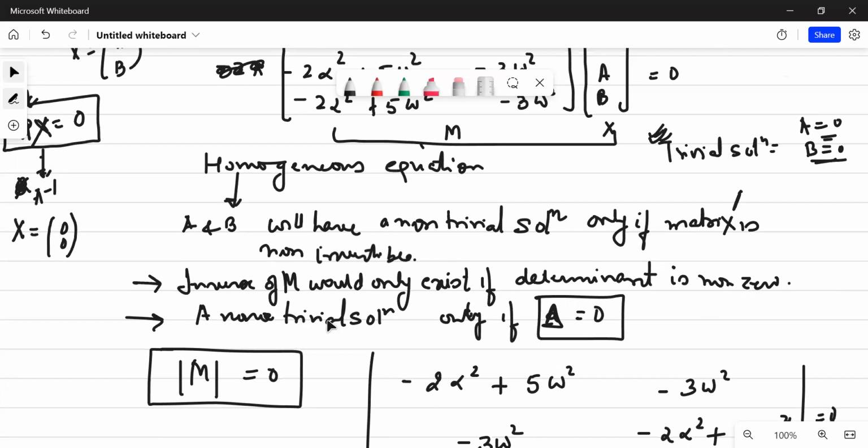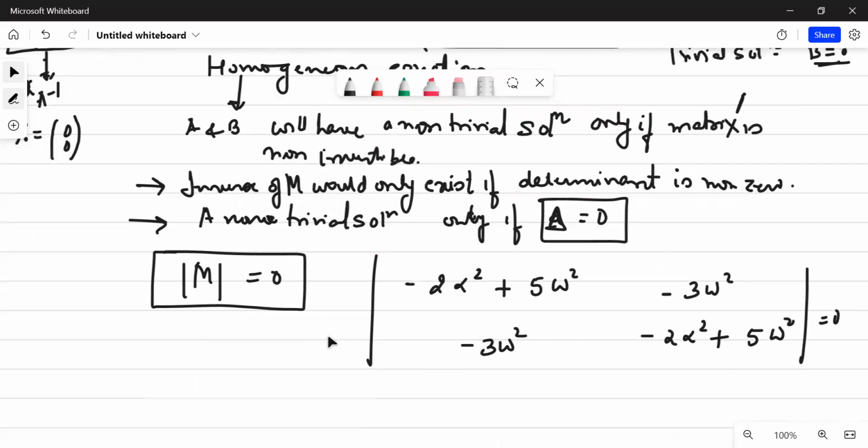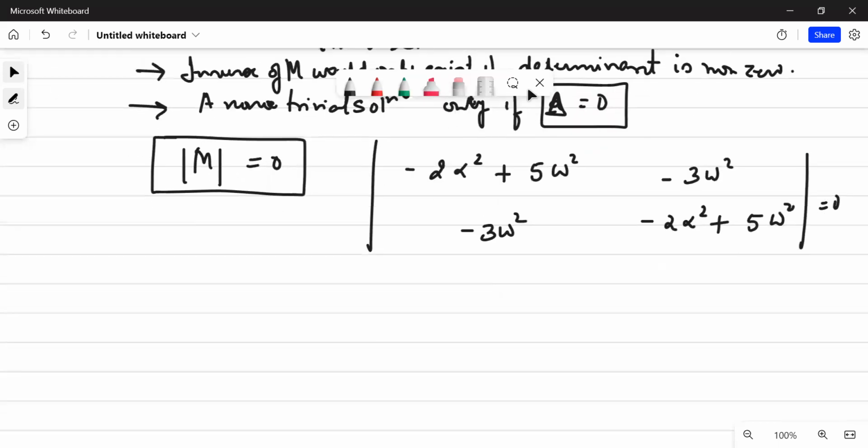For a non-trivial solution to exist, you should have a condition that the inverse should not exist. That implies your determinant should be 0. So if the determinant of M is 0, then its inverse would not exist. Therefore, it will yield you some non-trivial solutions. Is that clear or not clear?